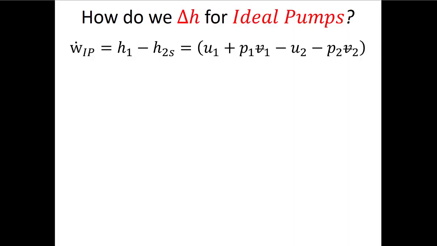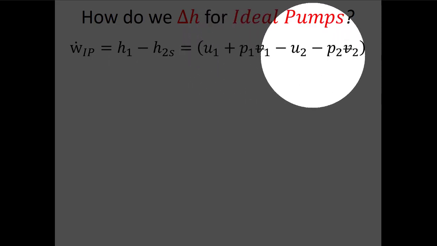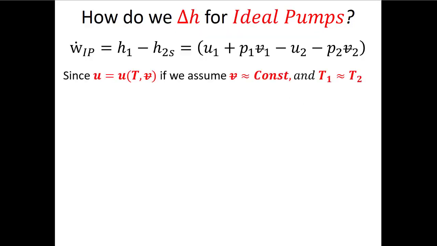Now I remember that H is equal to U plus PV. So H1 is U1 plus P1V1. H2 is U2 plus P2V2. But we're subtracting, so this becomes minus U2 minus P2V2. Since across this ideal pump, the temperature is constant. So T1 is equal to T2.